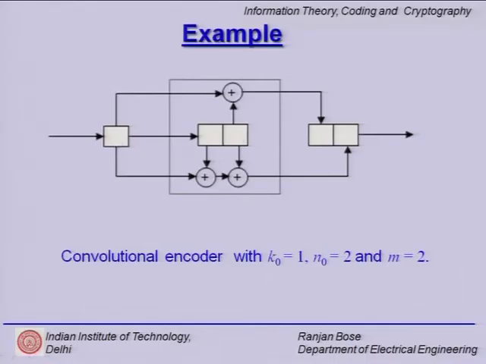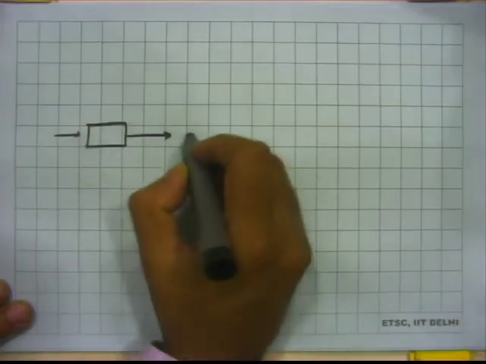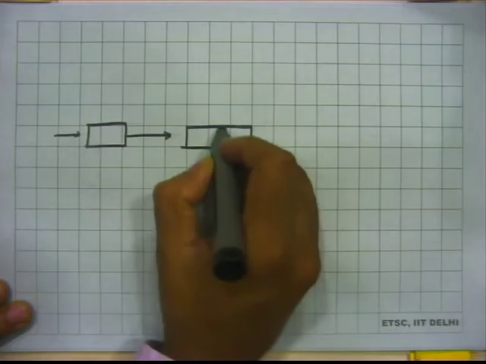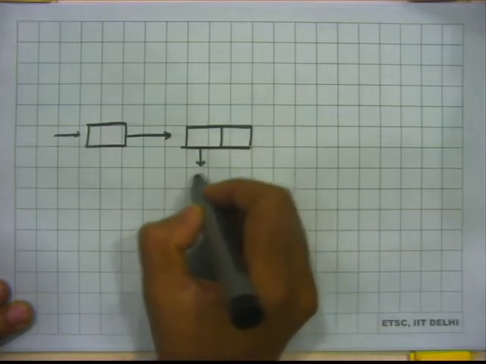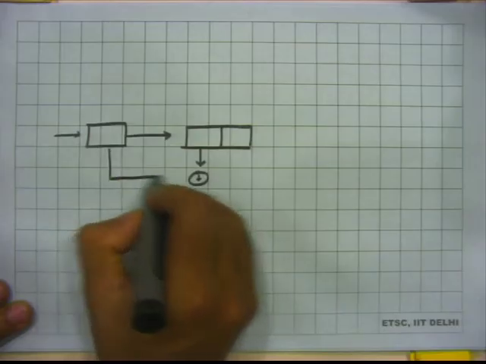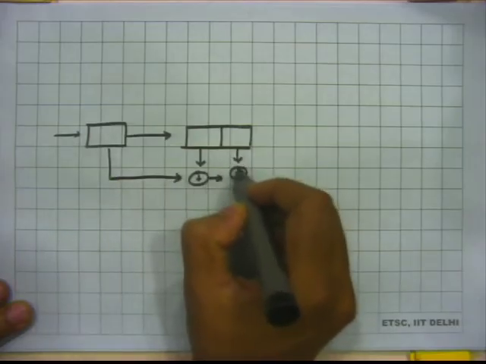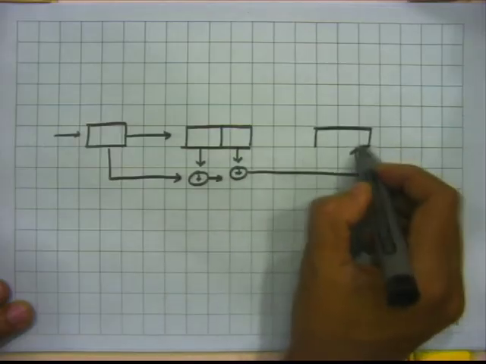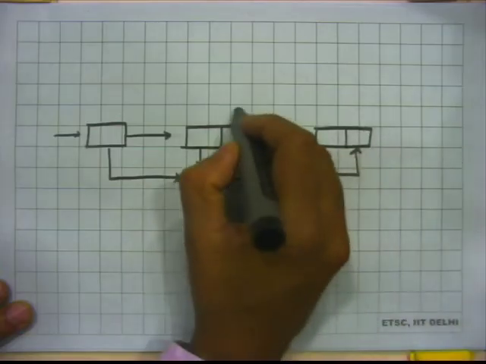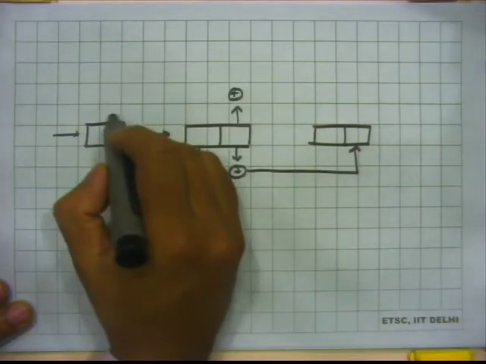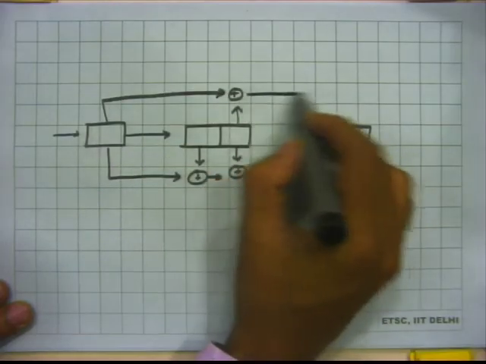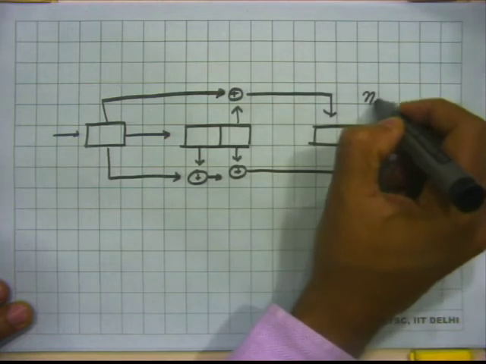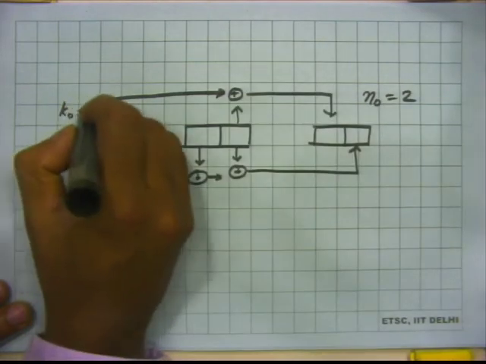So, let us look at this example a little bit more carefully. We have an input block, and then we have 2 bits as the encoder. We have this going in here, a binary adder here, and this goes to your output. Similarly, you have a binary adder here, the input bit comes in here, and you have 1 here. So, n naught equal to 2 and k naught equal to 1.